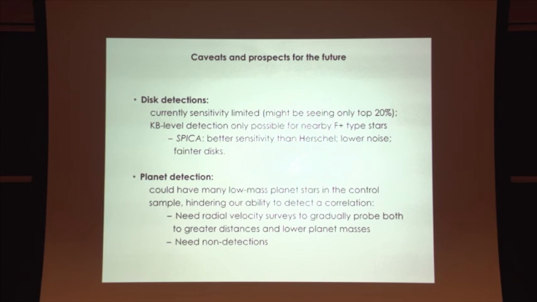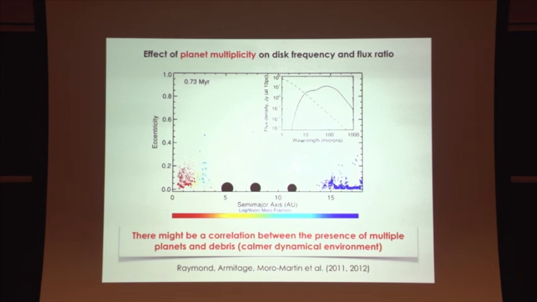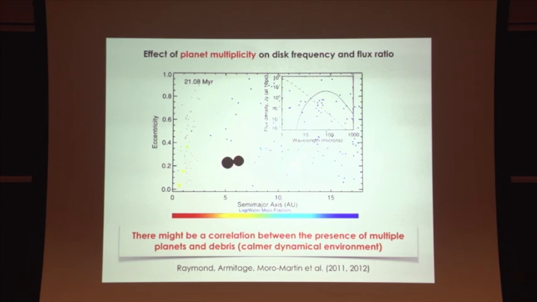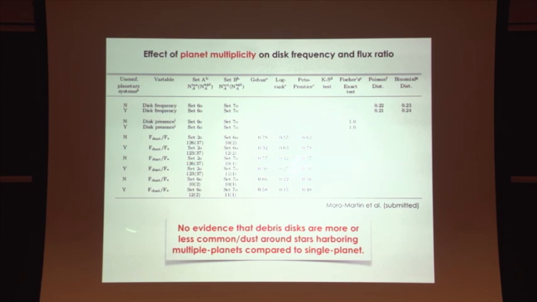Another thing that we looked at was the effect of planet multiplicity on the disk frequency. We were interested in this because in simulations where you have multiple planet systems embedded in planetesimal belts, there might be a correlation between the presence of multiple planets and debris, because multiple planets imply a calmer dynamical environment that may have been more amenable for planetesimals to live there for longer periods of time. So it was interesting to see if there was any correlation between debris disks and the presence of multiple planet systems. These are the statistical tests, comparing debris disk frequencies and the distribution of the dust flux ratio for multiple planet systems compared to single planet systems.